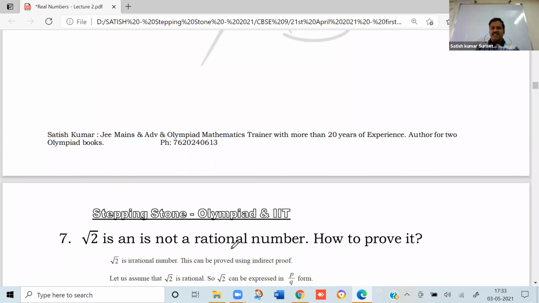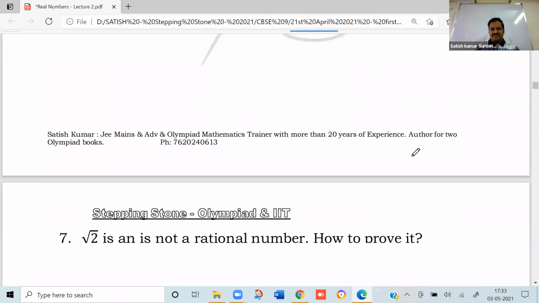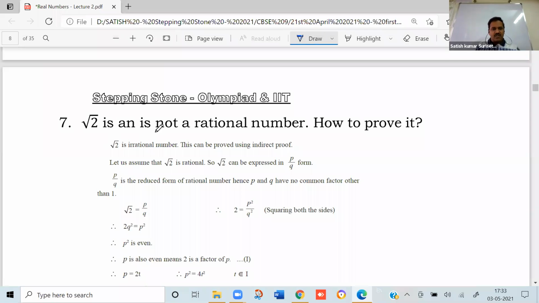So root 2 is not a rational number, so it is called an irrational number. The name is given as irrational. The proof: because we want to prove that root 2 is not a rational number, we'll do it by the indirect method.